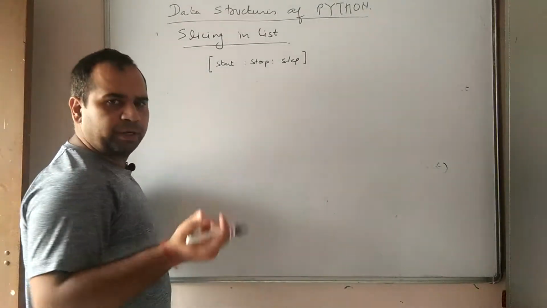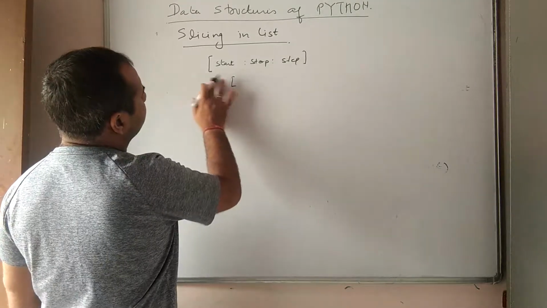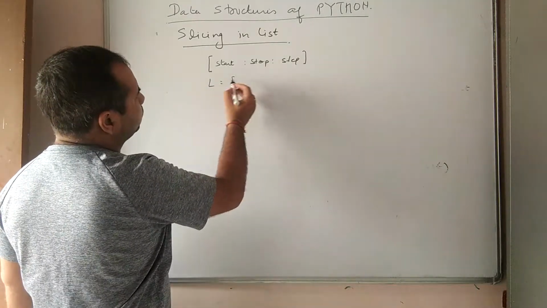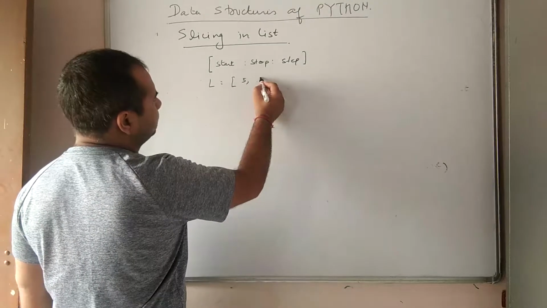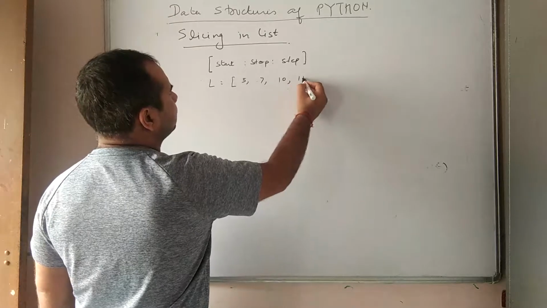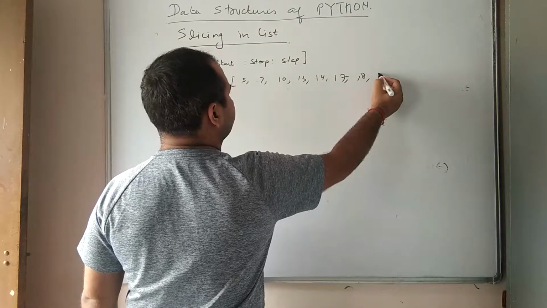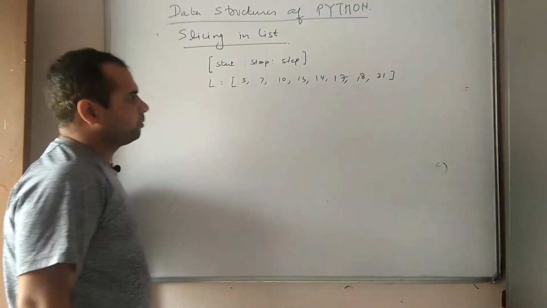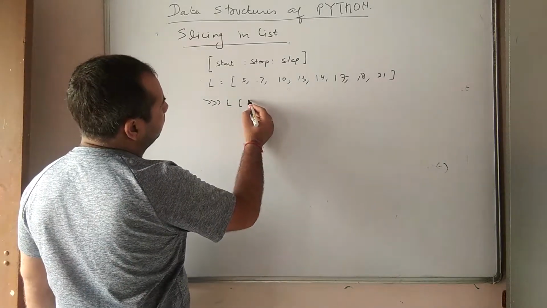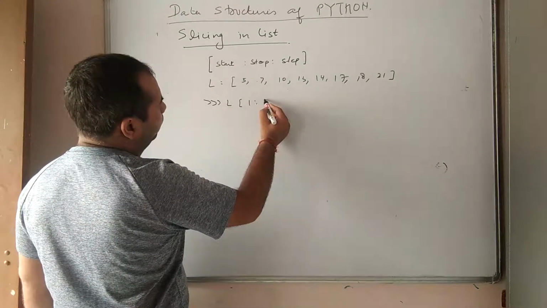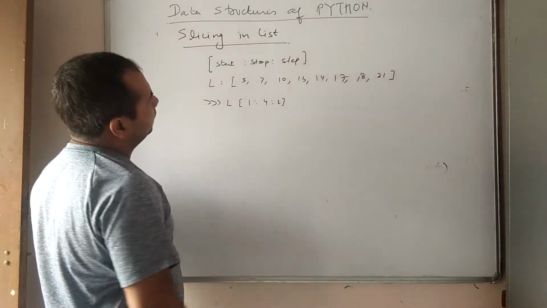Suppose let's take an example and it will make it more clear. Suppose I have a list L equal to 5, 7, 10, 13, 14, 17, 18, 21. Right? If I write L[1:4:1], then it will print.